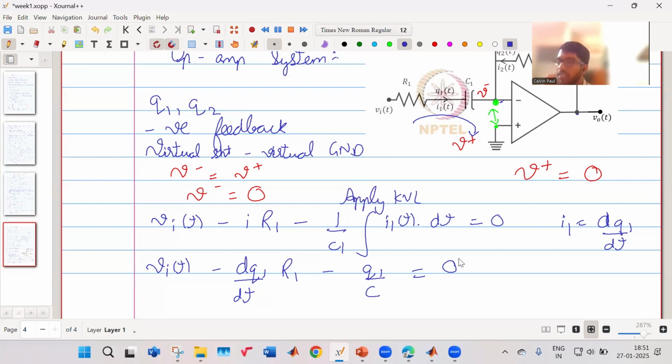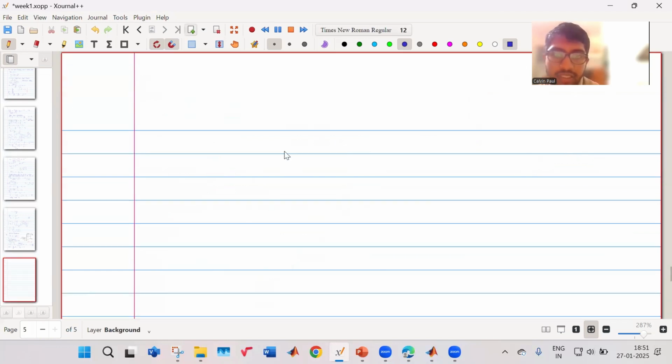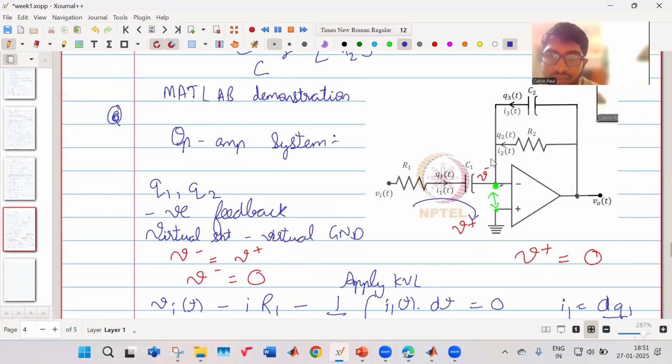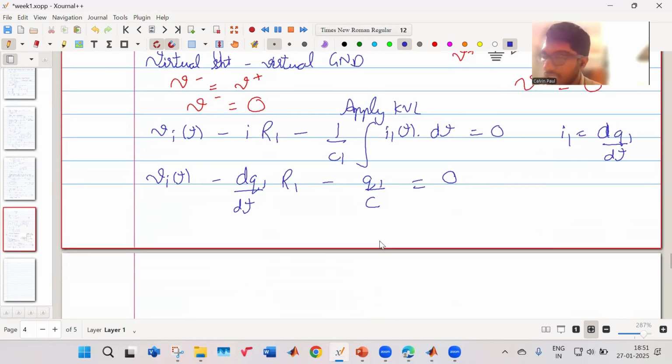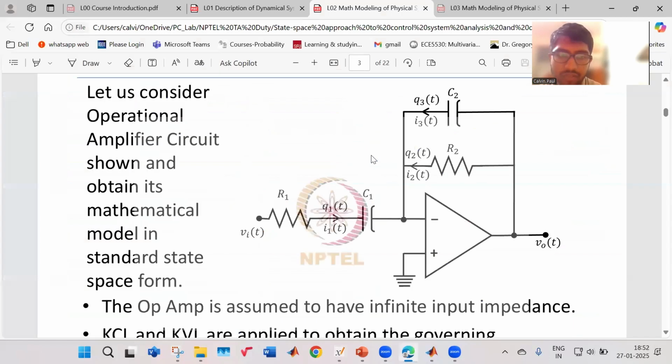Many of them you may know already, but just for safety, for reinforcing the concept, I'm highlighting them. Okay, so this is one equation which we have. Similarly, Sir has got the equations for these things as well. He applied KCL, and Q1 of t is equal to Q3 of t plus Q2 of t. Similarly, these voltages are equal and this voltage is equal to the output voltage. Based on that he got certain equations, so these equations were derived. If you have any doubts in it, you can ask me.